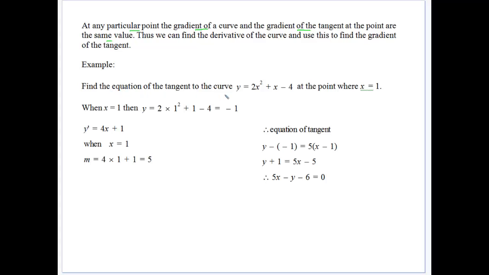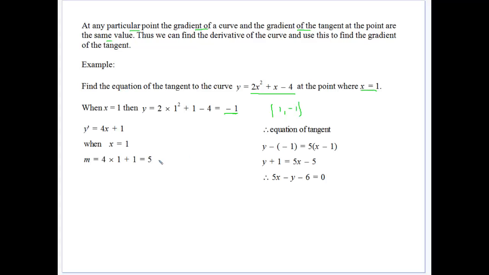So we want to find the equation of the tangent to the curve at the point where x is equal to 1. What do we need? We've got our x value, we need our y value. Well, substitute x into the function and we get our y value. So 2 lots of 1 squared plus 1 minus 4. We just did a substitution of 1, which gives us minus 1. So there's our point. That's the point on the curve that we want to find the tangent at.